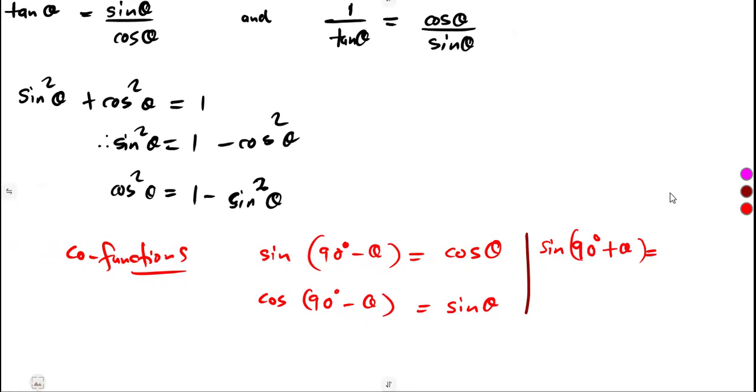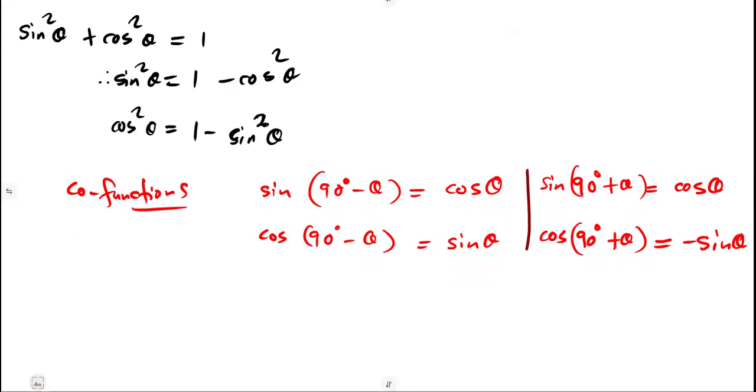When it is sine of 90 degrees plus theta, this will give us the cos. But when it is a cos of 90 degrees plus theta, it will give us a negative sign. Right. So basically, guys, we talked about this, and also the double angle can be used.